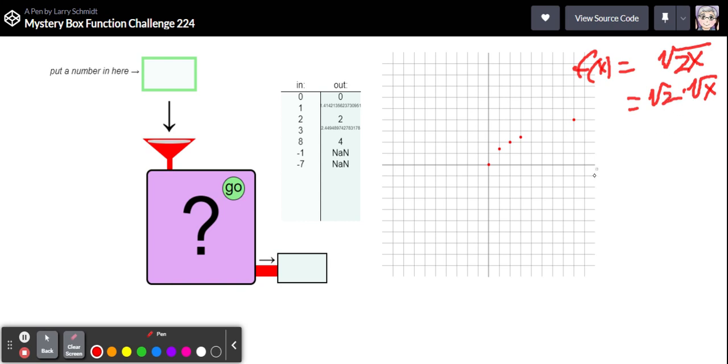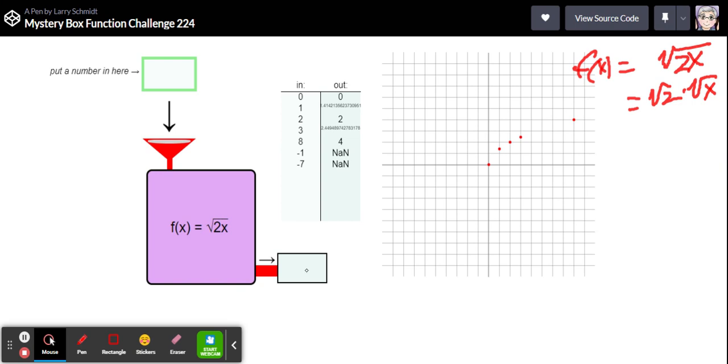So I think that's what the answer is. Let me take a look here. And I verified this by putting in an 8. So 8 times 2 is 16. Square root of 16 is 4. So I think we've got this. Let's take a look. Yeah, there it is, the square root of 2x, and we can graph that as well. We get that nice tapering curve of the square root function, just a little taller, a little steeper than normal because of that multiplier inside the radical sign.